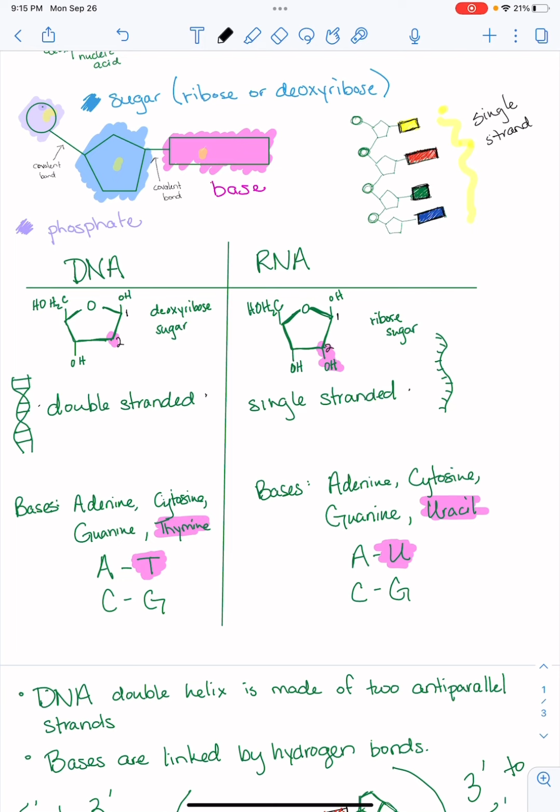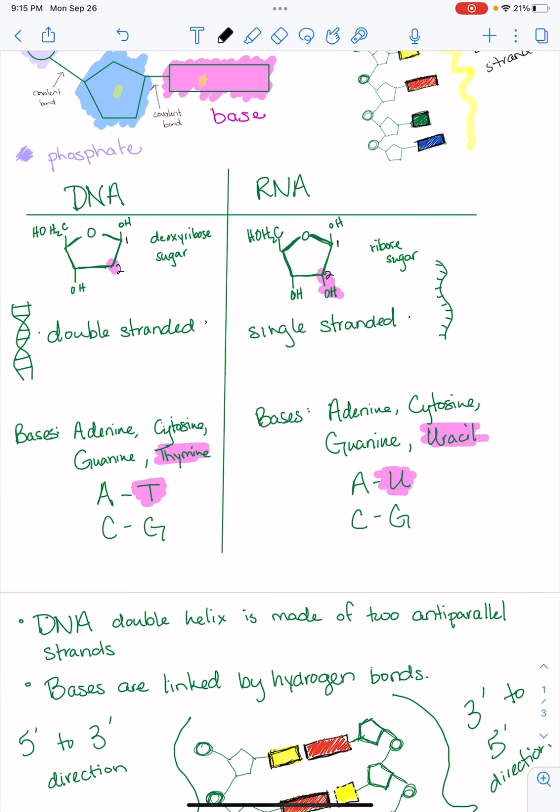And then, again, should be review. The bases, so remember the bases are the pink guys up here. The bases for DNA are adenine, cytosine, guanine, and thymine. And we can call them just by their first letter. And we know that adenine A binds to T and C binds to G with DNA. And then for RNA, the only difference is instead of thymine, we have uracil. So in this case, A binds with U and C binds with G. Okay?